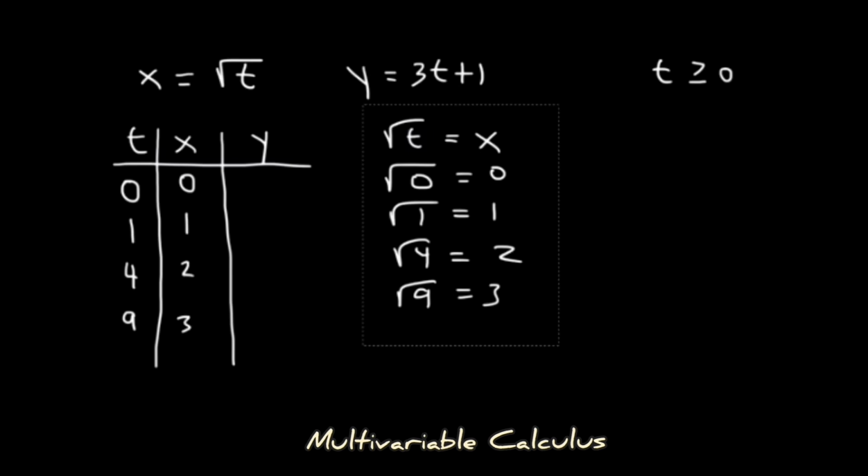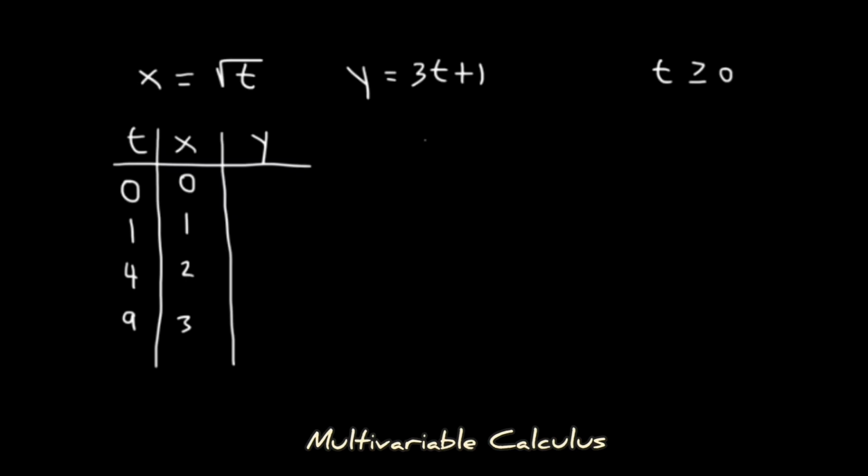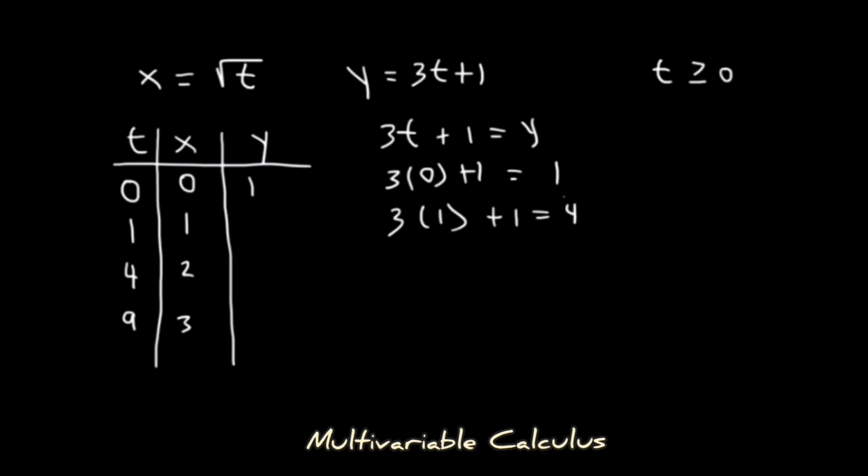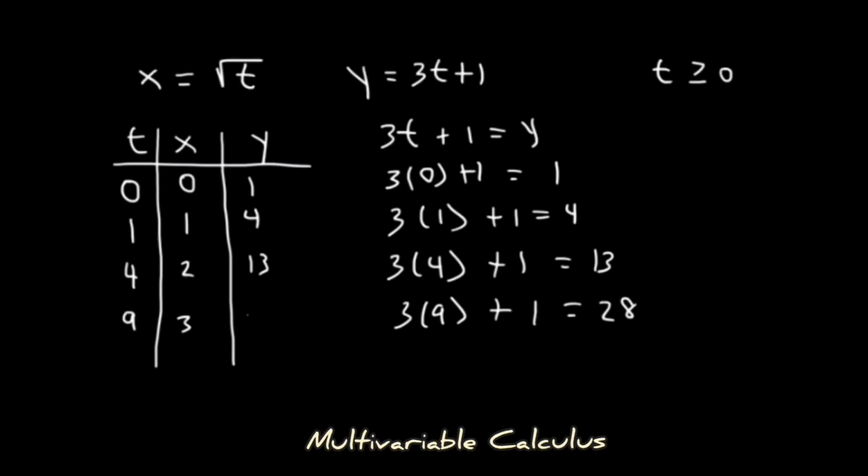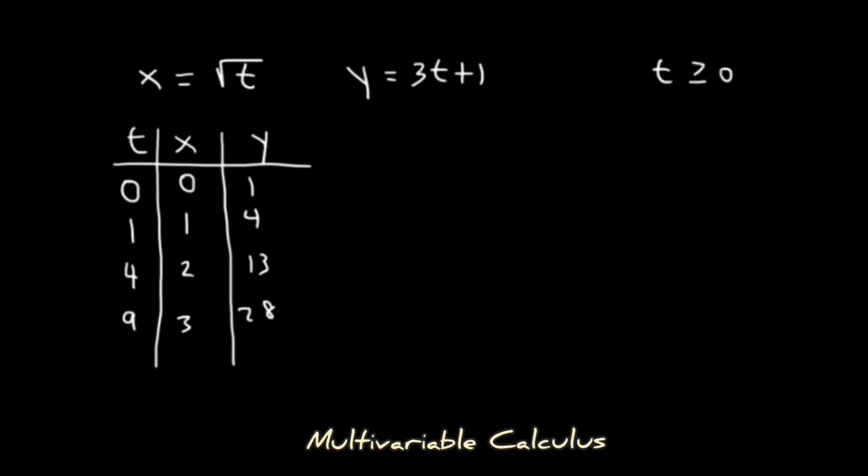Now let's find the y values. If we plug in 0, y is going to equal 1. And if we plug in 1, it's going to be 4. Next, we need to plug in a t value of 4. If we do so, 3 times 4 is 12, plus 1, that's 13. And then we need to plug in a t value of 9. 3 times 9 is 27, plus 1, so that's 28, which is too large to graph, so we're not going to worry about graphing that point.